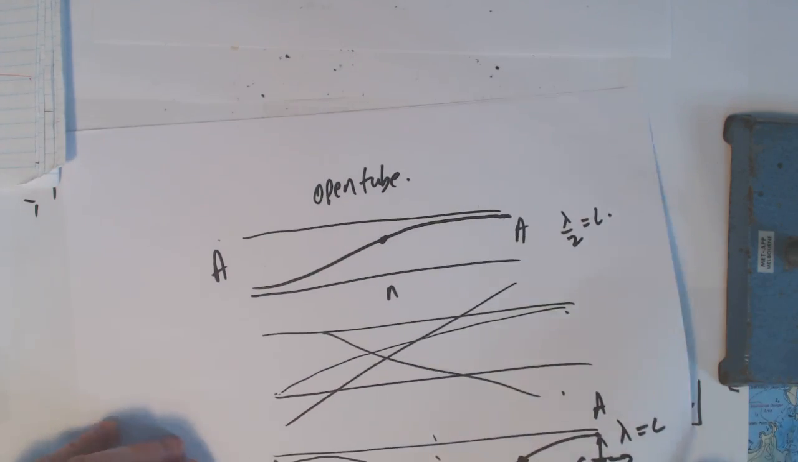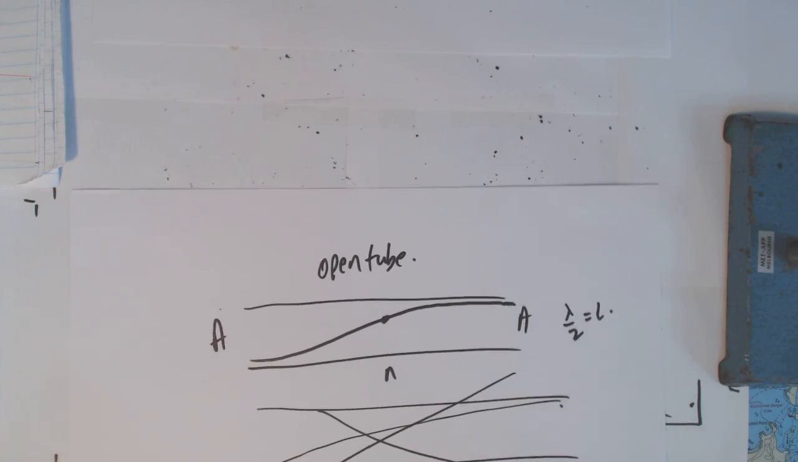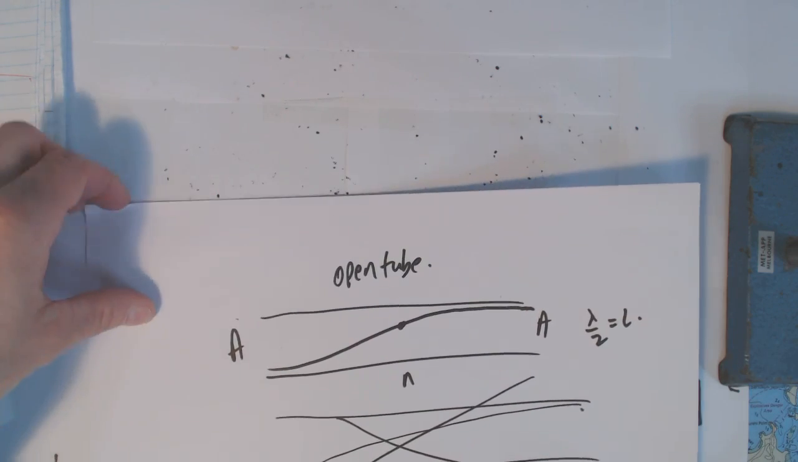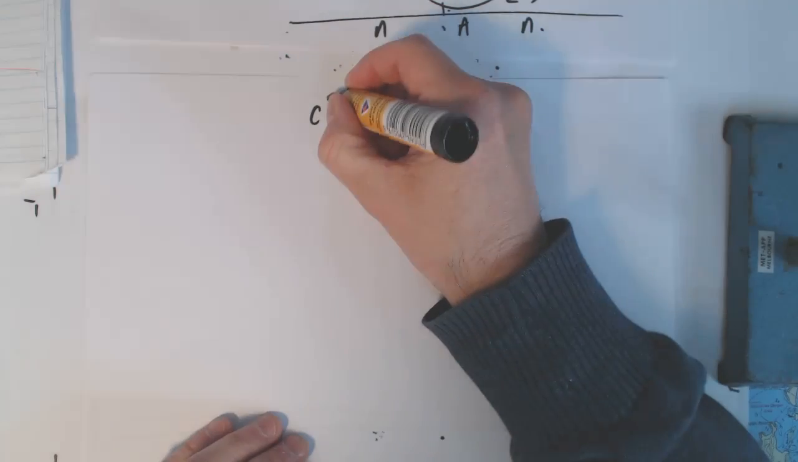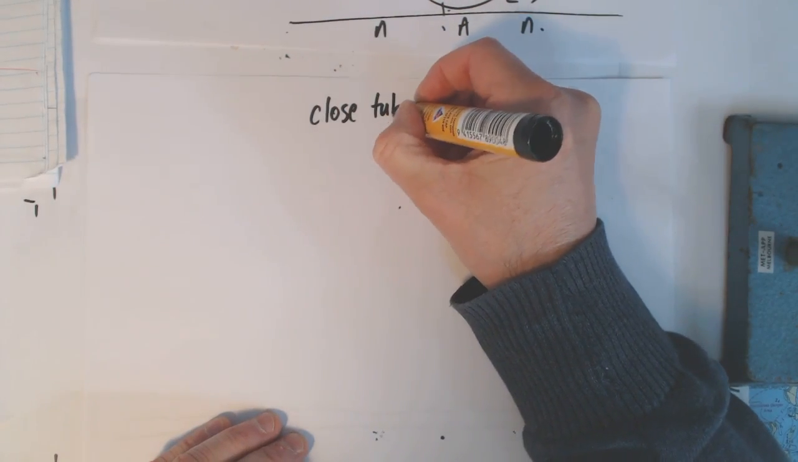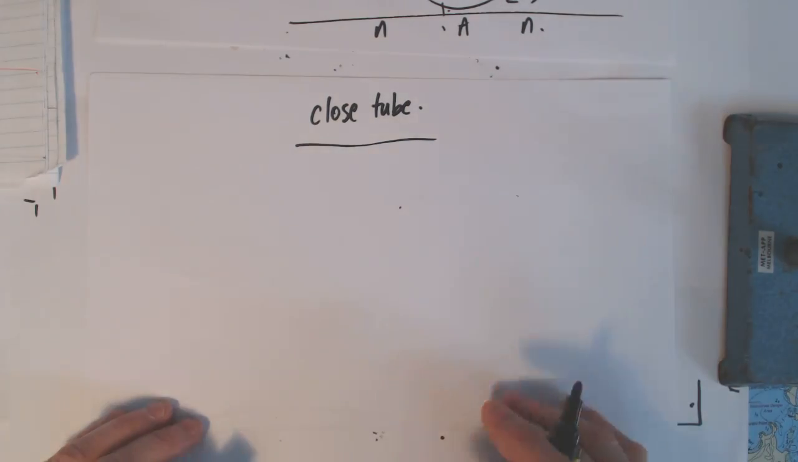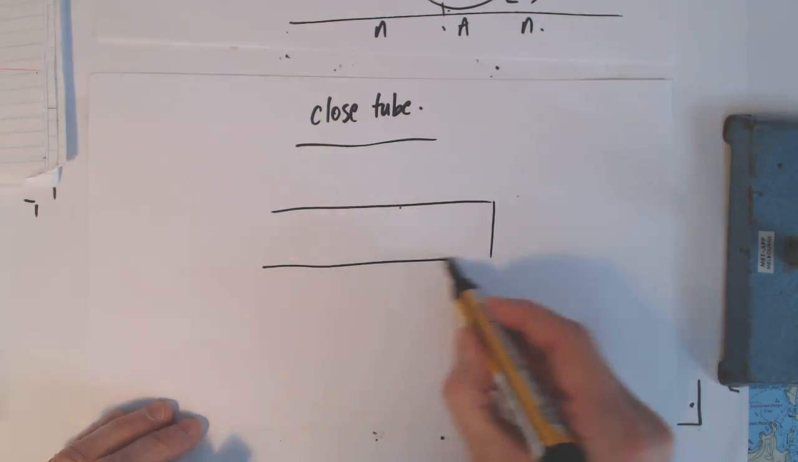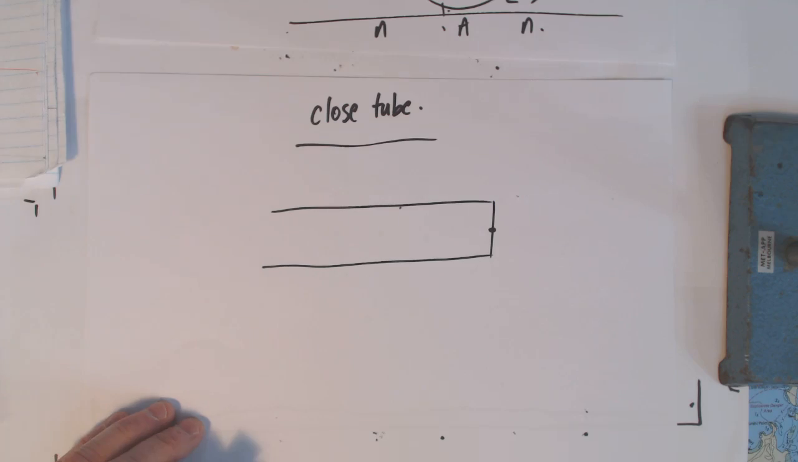We'll do a bit more, obviously, of drawing those in class. Now, the closed tube is the one that's a little bit different. The maths for the closed tube. Now, with the closed tube, you've got one end closed.